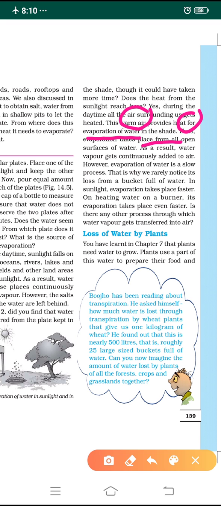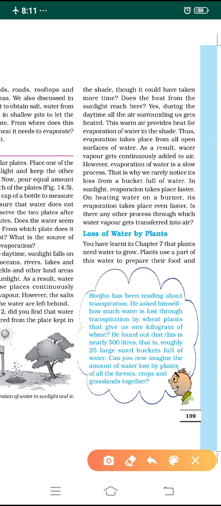Even the water which is kept in the shade also gets evaporated due to the warm air. It is not directly the sunlight, but the heat from the sunlight that drives the evaporation process. The warm air, which gets heated up by the sunlight, also provides the heat for the evaporation of water kept in the shade.